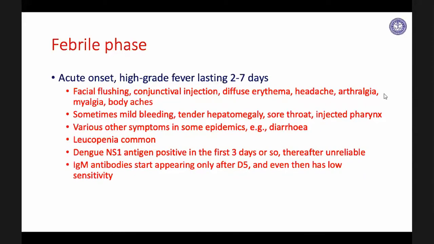If you do a full blood count, you will find that the leukopenia is almost always there. And the dengue NS1 antigen is positive for the first 3 days or so, and thereafter it is unreliable or useless to do. And as I said earlier, the IgM antibodies start appearing after day 5. So there's no point doing antibodies before day 5. Now there's a period between day 3 and day 5 when both the antigen test is negative and the antibody test is also negative. So during that period, you can't make a confirmation.